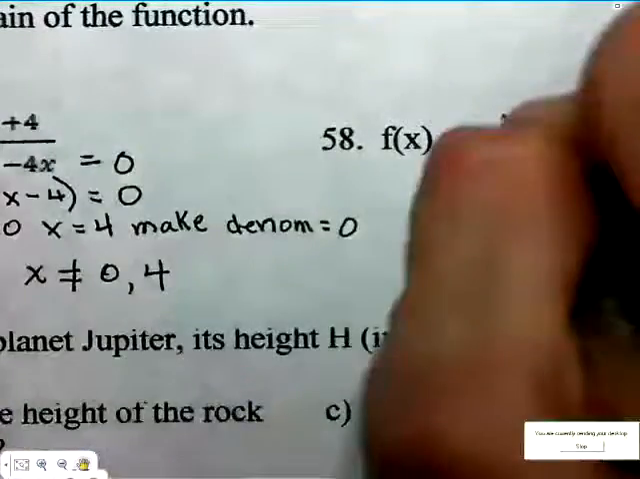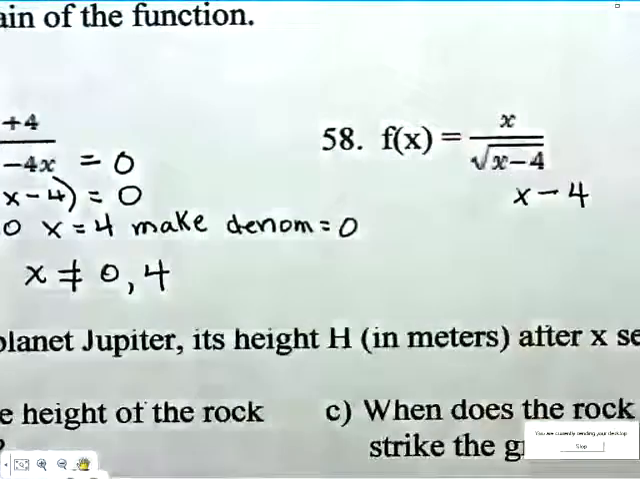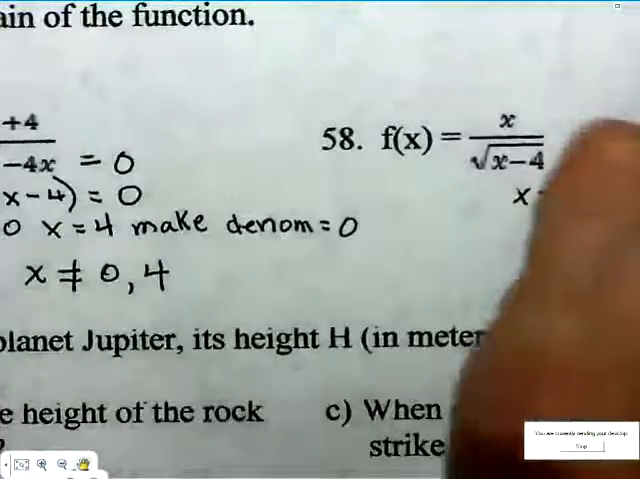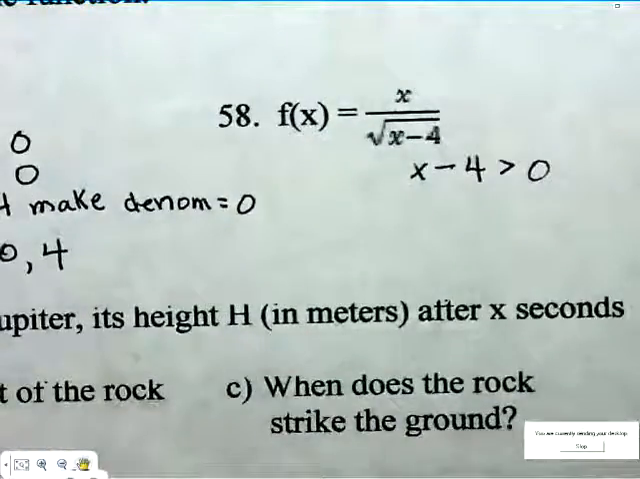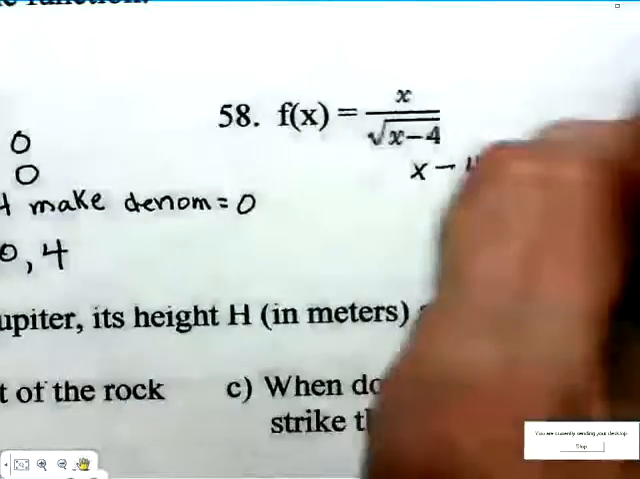Just set that radicand, whatever it is, greater than 0. It can't be equal to 0, or you'd have 0 in the denominator. And now you're solving an inequality rather than an equation. Just add 4 to both sides.